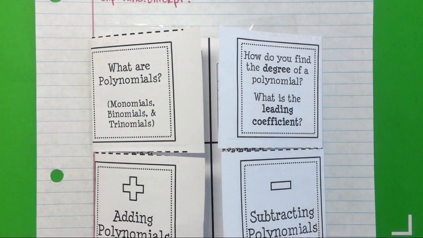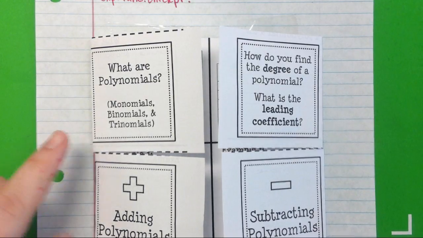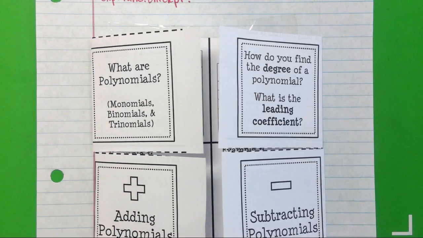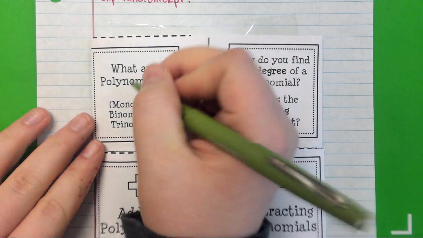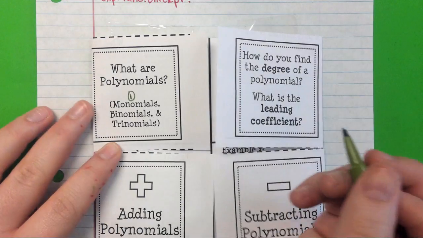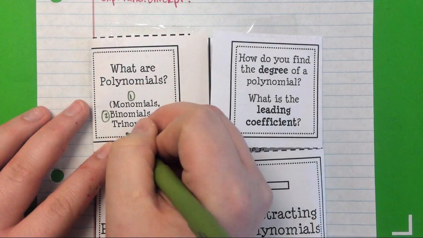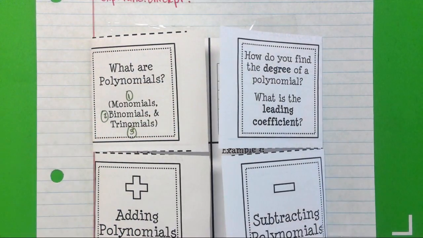Okay, so we need to know what is a polynomial. There are some called monomials. What does mono imply? One. What does binomial imply? What does trinomial imply? Okay, so what we do is we count first.